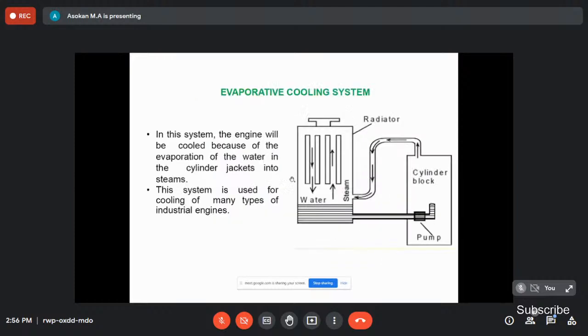And this is one of the evaporative cooling systems. Based on this evaporation, this will cool. So the engine will be cooled because of the evaporation of the water in the cylinder jacket. Right? Because it evaporates, it absorbs heat. So the system is used for cooling many types of industrial engines, high capacity engines, in the evaporative cooling system.